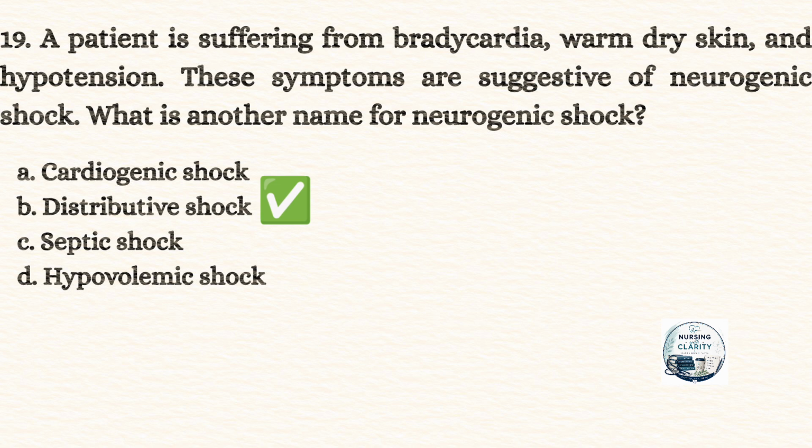Neurogenic shock is a type of distributive shock caused by loss of sympathetic tone, usually following spinal cord injury. This leads to vasodilation, resulting in warm, dry skin. Bradycardia occurs due to unopposed parasympathetic stimulation, unique among shock types. Hypotension is due to venous pooling and decreased cardiac output.